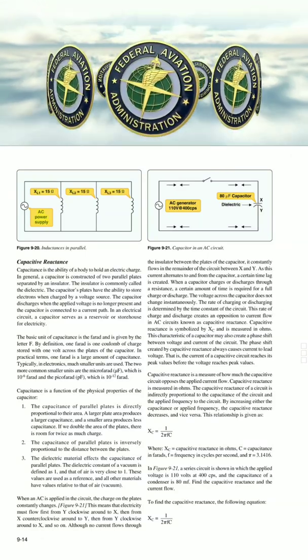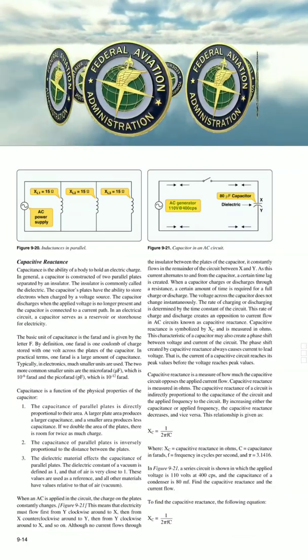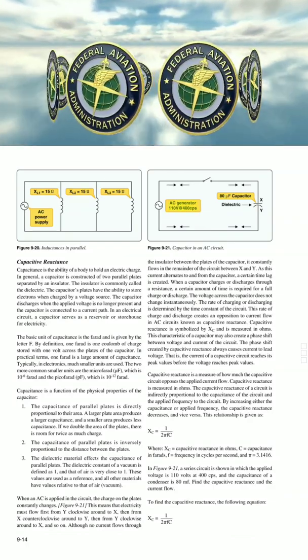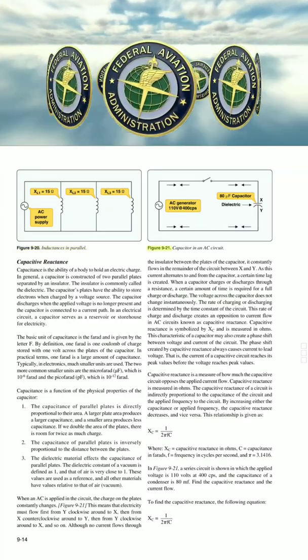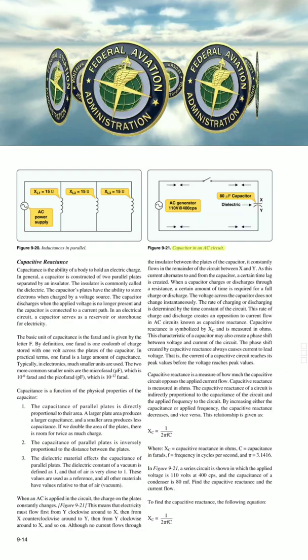XL1 equals 15, XL2 equals 15, XL3 equals 15. Dielectric. AC power supply, 80 μF capacitor. AC generator 110 V at 400 CPS. Figure 9-20. Inductances in parallel. Figure 9-21. Capacitor in an AC circuit.